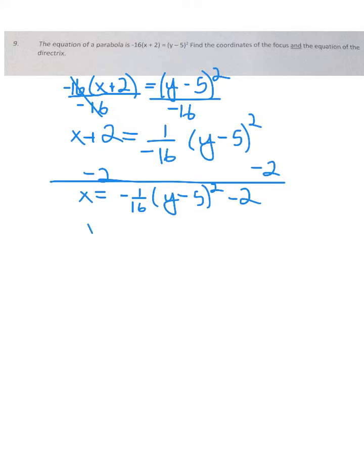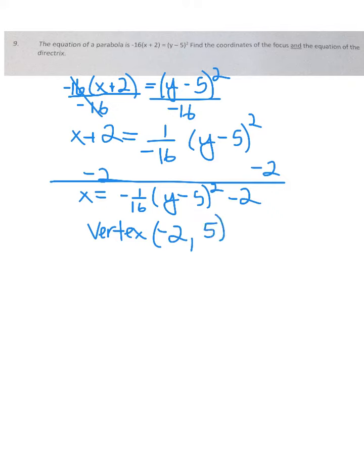So for my vertex, my x coordinate is going to be -2. Because remember, whatever the sign of the number is on the outside of the parentheses, that would be your x coordinate. When it's inside the parentheses, remember we changed this sign. So the y value is going to be a +5, not a -5.